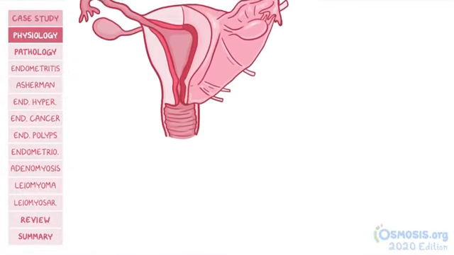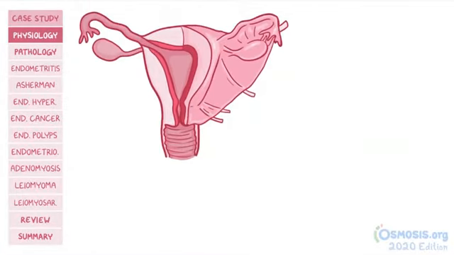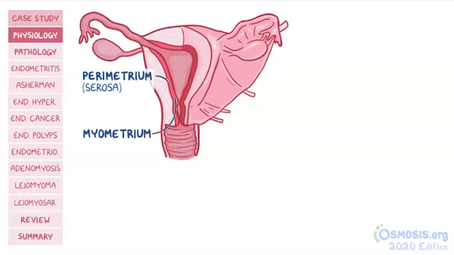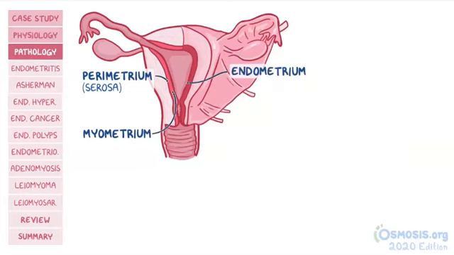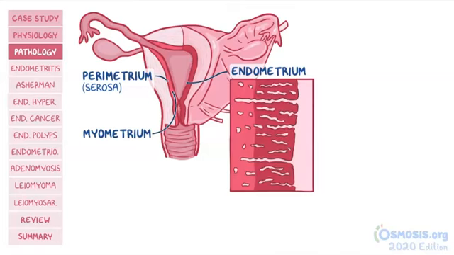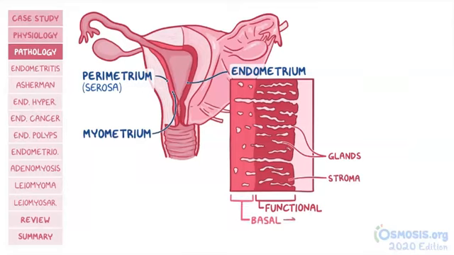The uterus consists of 3 layers: an outer layer called the perimetrium or the serosa, a middle smooth muscle layer called the myometrium, and the innermost layer, the endometrium. The endometrium itself has 2 layers: an inner functional layer made up mainly of glands and supporting connective tissue called stroma, and an outer thin basal layer which regenerates the overlying functional layer after each menstrual cycle.